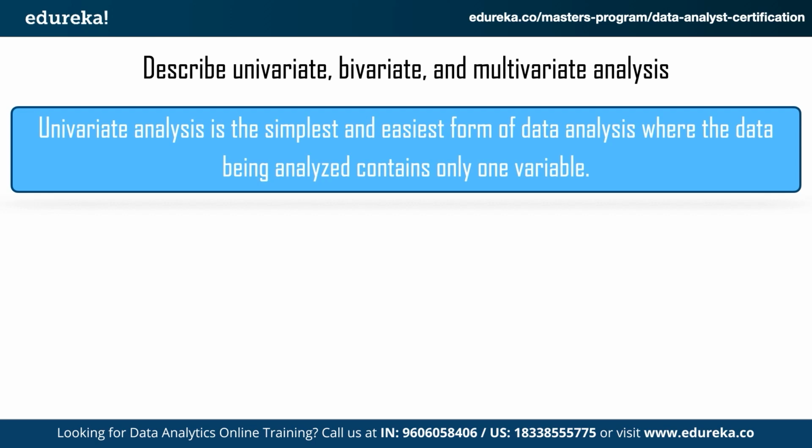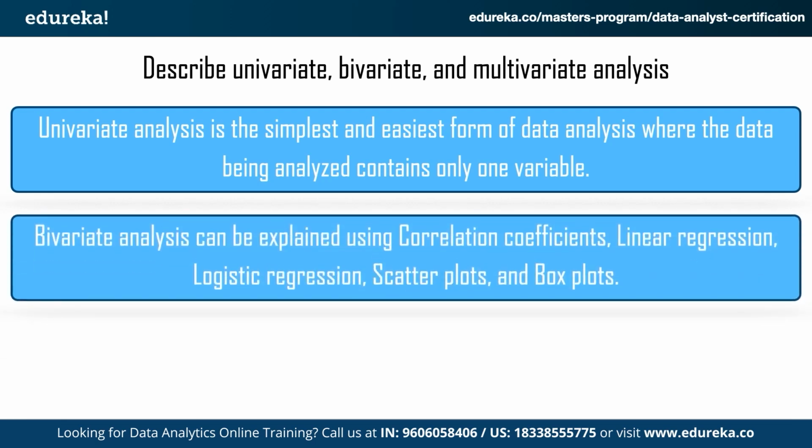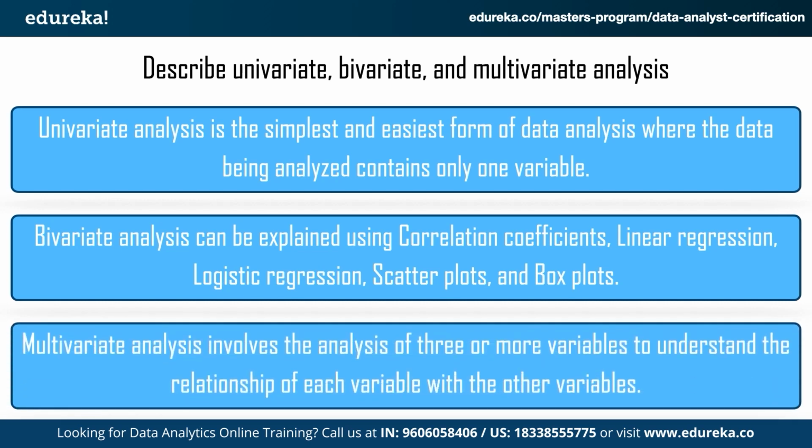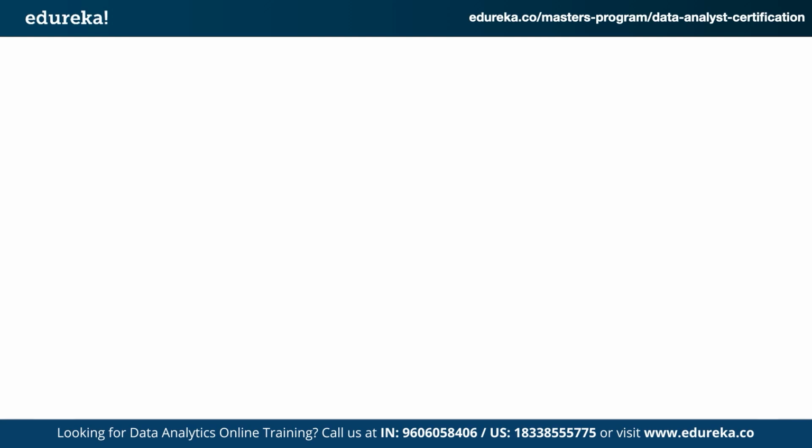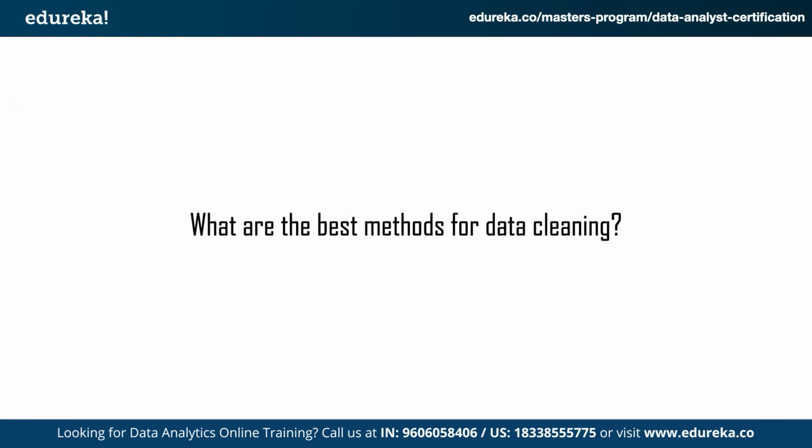So with that, we can see what bivariate is. Bivariate analysis basically means you are comparing two variables. This can be explained using correlation coefficients, linear regression, logistic regression, scatter plots, and box plots. Now we have multivariate analysis. This kind of analysis involves the analysis of three or more variables to understand the relationship of each variable with other variables. Our 10th question and the last question for this section is, what are the best methods for data cleaning?